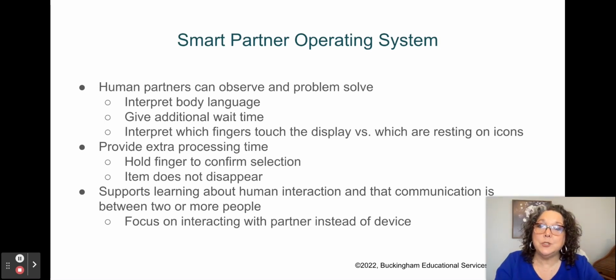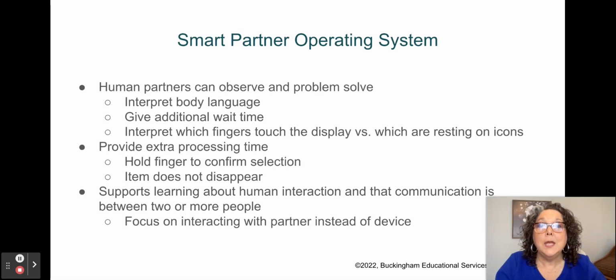You're also going to be able to use additional wait time. Sometimes our students with complex communication needs also have neurological systems that just may not be firing at the same rate that they are at another time during the day, or it could be based on their positioning. So, by having a Smart Partner operating system, that allows you to give additional wait time and wait for the student to be able to communicate whether it's a yes or it's a no, or whether they're not going to communicate at all.